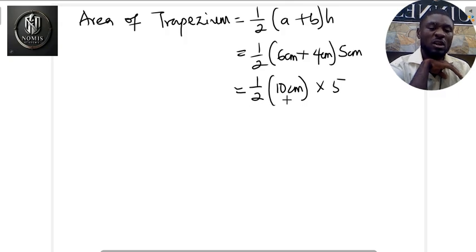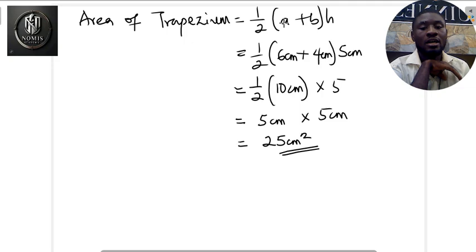So 1 all over 2 multiplied by 10. Remember I said when half multiplies any number, it tells that you should give the half of that number. So half of 10 is 5 centimeter multiplied by 5 centimeter the height. So 5 times 5 gives 25 centimeter squared. So this is the area of the trapezium whose opposite sides are 4 centimeter, 6 centimeter and height 5 centimeter.